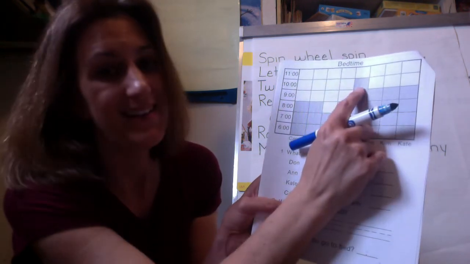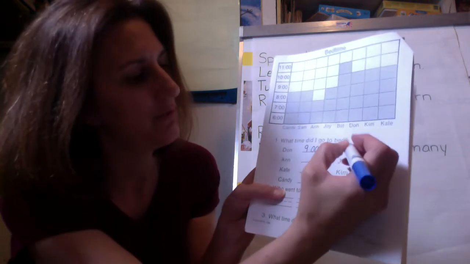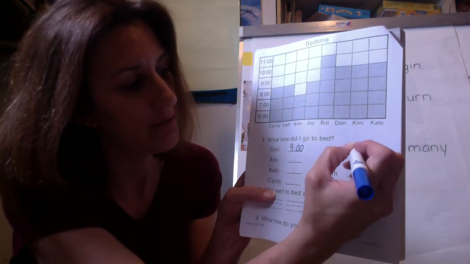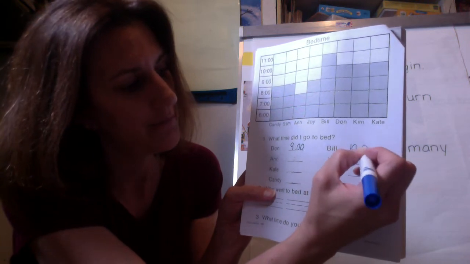Bill goes to bed at 10 o'clock. Holy moly. So remember, my hour is 10, so it's going to be 10 in front of the colon and then 00 after. So 10 o'clock.